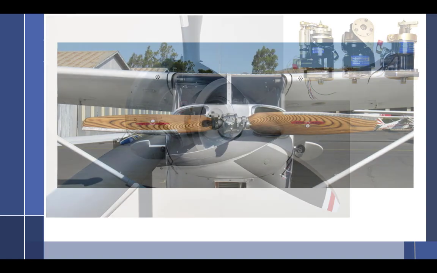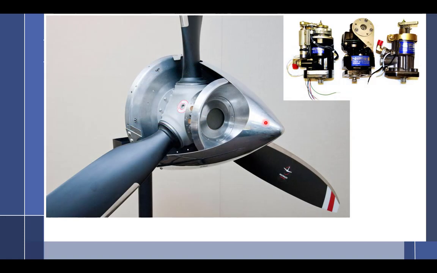Cessna 140. Then we get into the constant speed propellers, which are set by a governor. So the pilot will set the governor to an exact RPM, and the propeller blades will move to match that RPM selected by the pilot. So we have all of those different types.